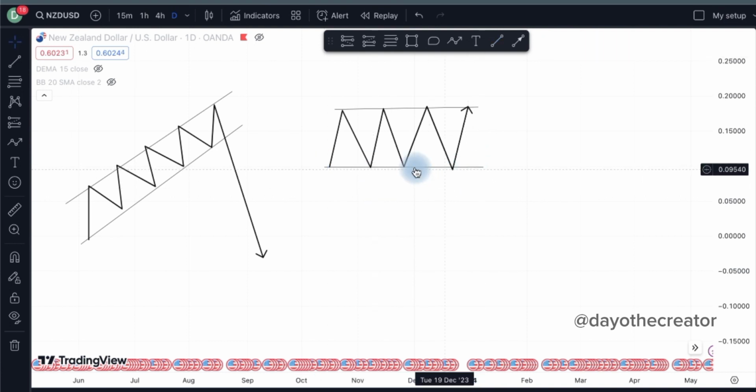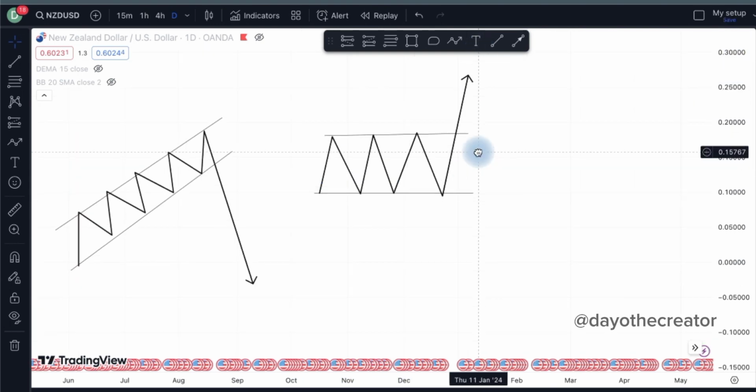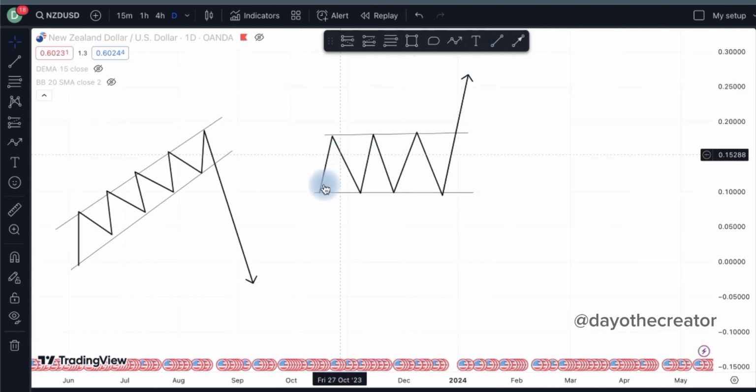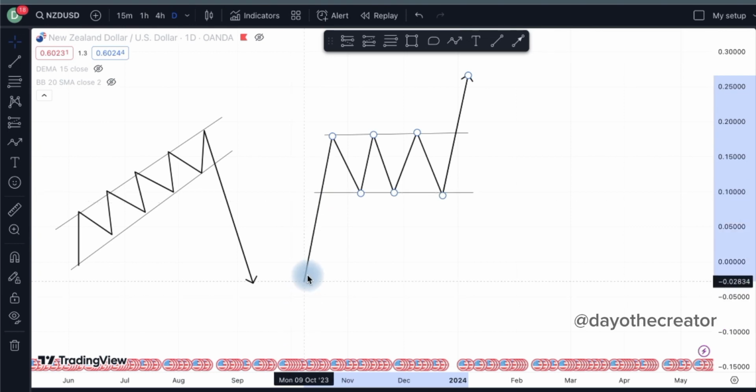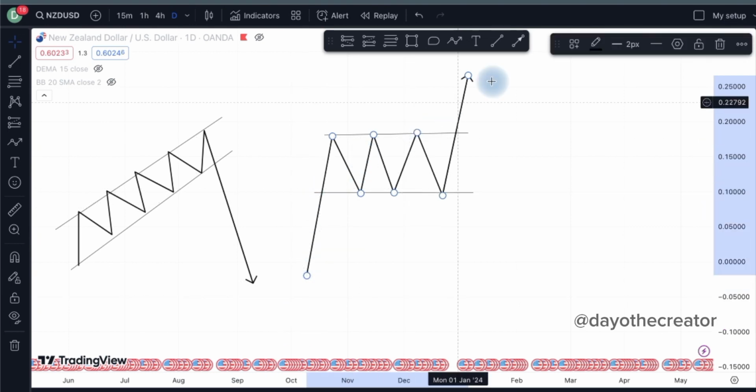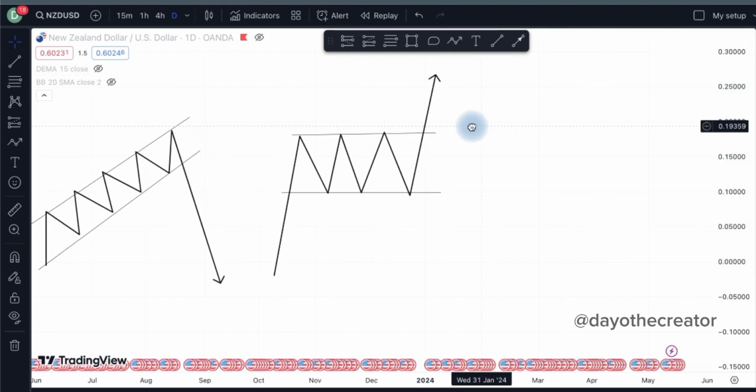When you plot your support and resistance or your supply and demand trend line, the market just decides to surprise you and take you out. It can either take you out from the upside or take you out from the downside. So this is the second liquidity.